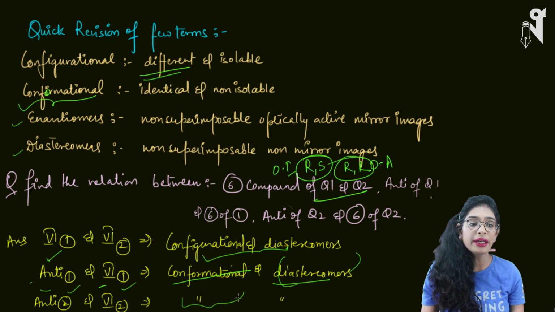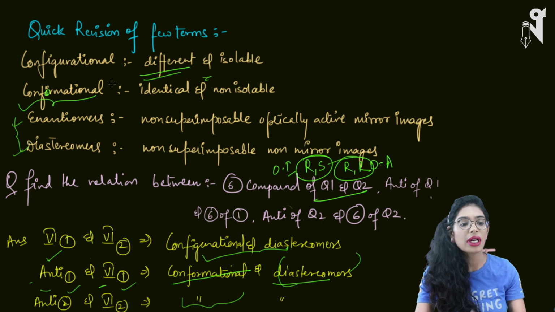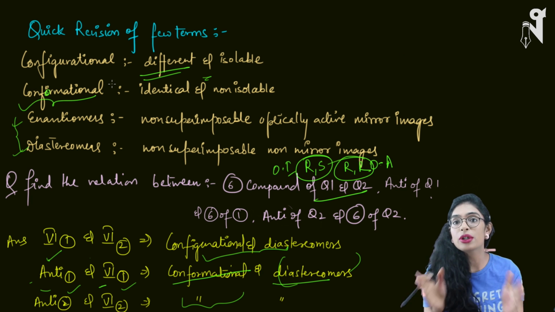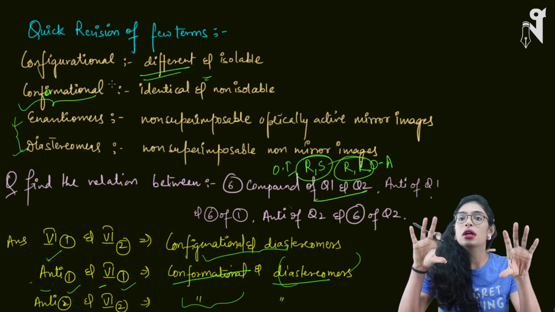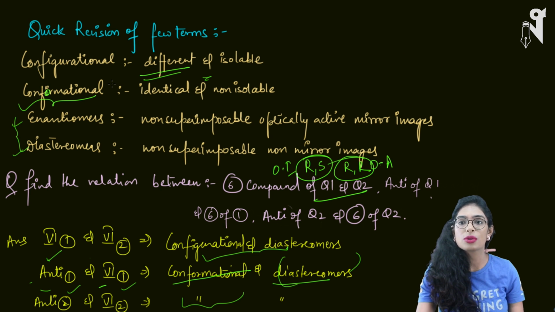Mind it, diastereomers and enantiomers are ideally the words which are used for configurational, and must not be used for conformational. But many times the questions have been asked in this way. They are taking the literal meaning of diastereomers. They are just comparing the Fischer projection and seeing whether it is superimposable or not.